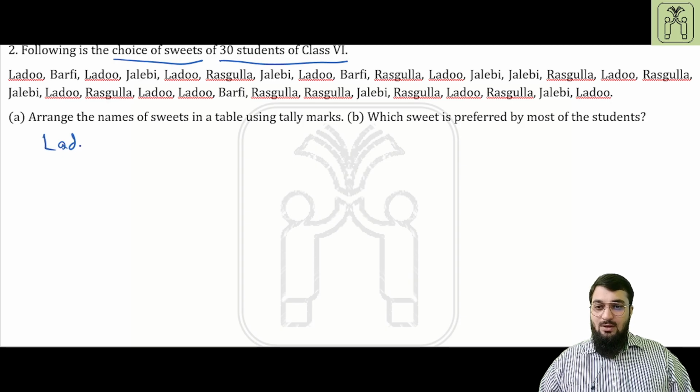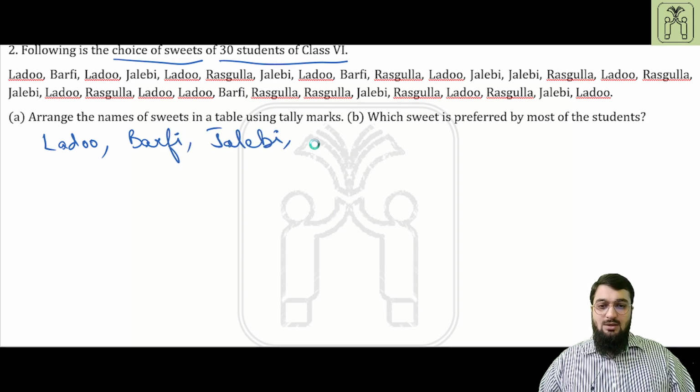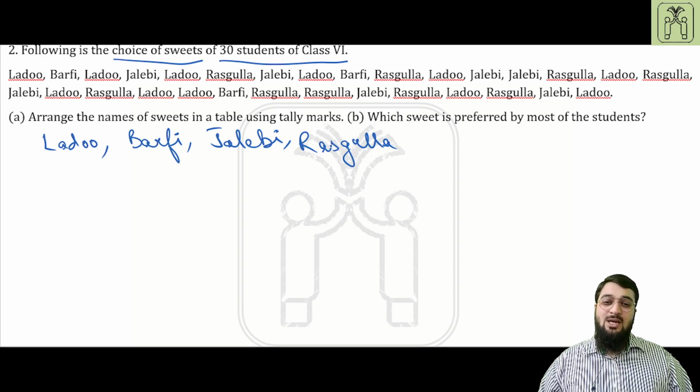So laddu, barfi, jalebi, rasgulla, and any other? No. So laddu, barfi, jalebi, and rasgulla are the four categories among which the answers have been taken. So part A says arrange the names of sweets in a table using tally marks.